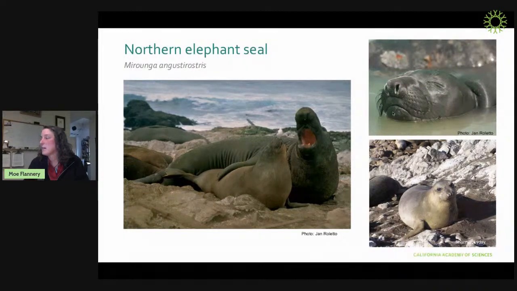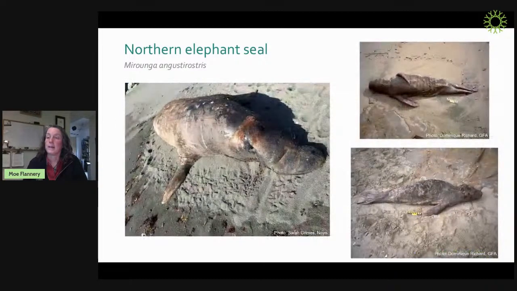But even in the younger animals and the adult females, you can see that the nose kind of sticks out a little bit over the mouth. They have a gray to brownish coloration with no markings on their fur, so no spots at all. New pups are born with a thick black coat. This one in the lower right is called a black coat.